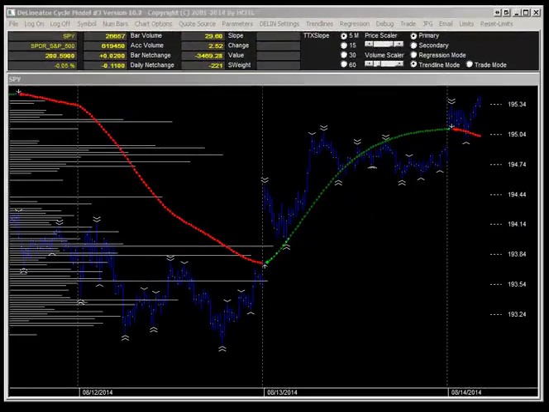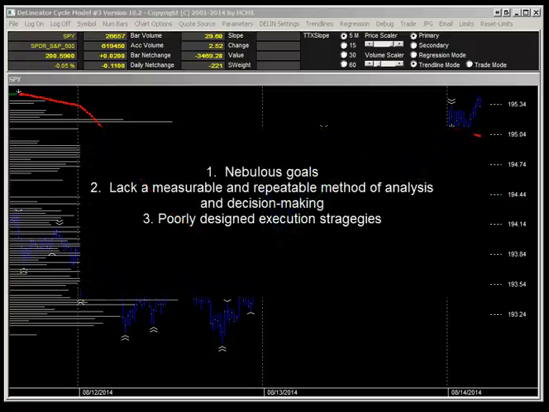In this video, I'll explain the 5-minute Delineator Model Trading Strategy. It is my experience that most people fail at trading for three faults. Number one, they have nebulous goals. Two, they lack a measurable and repeatable method of analysis and decision making. And three, they have poorly designed execution strategies.